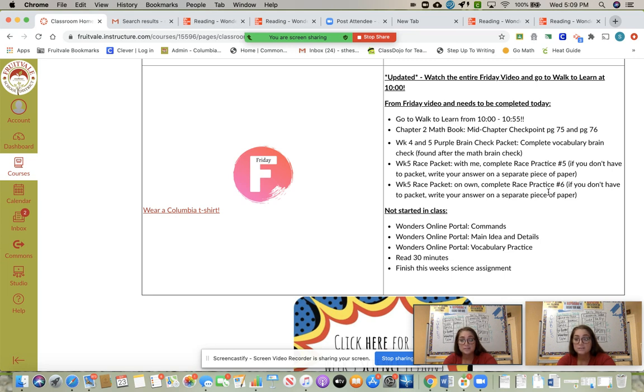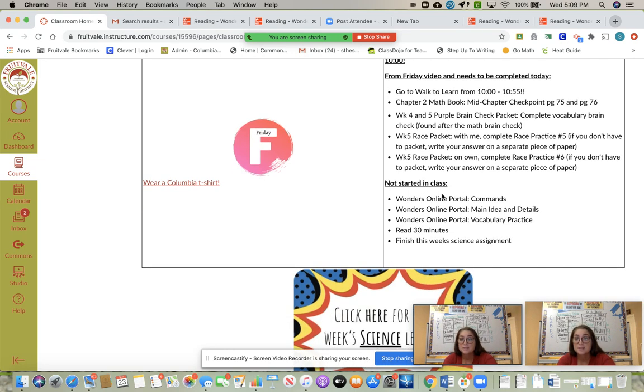Go through all the steps of race, please. And again, if you don't have it on a piece of paper, answer the question because I put race practice number 6 on the camera, so all you have to do is pause. Then in your Wonders portal, you need to do commands, main idea and details, and vocabulary practice. You need to read for 30 minutes, and you need to complete your science assignment, your mystery science. There was only one experiment this week for science.